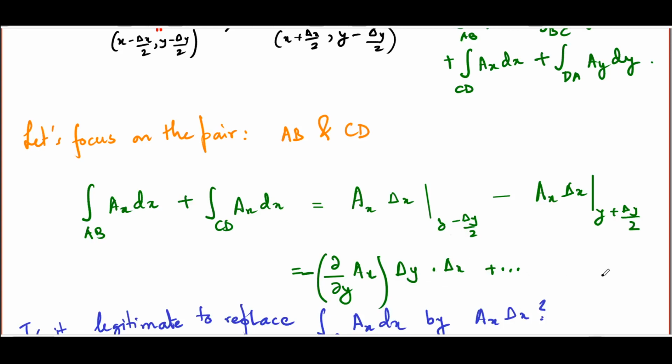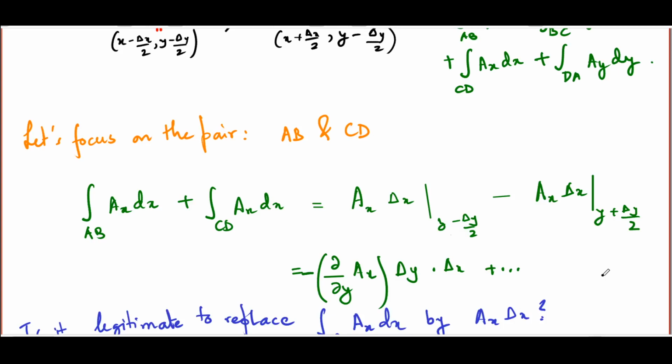You did something similar for the other two legs of this loop, and you ended up with the other term that was plus ∂Ay/∂x into Δy Δx, again plus higher order terms. And then you just divided the whole thing by Δx Δy, took the limit as Δx and Δy went to 0, and you landed up with the z component of the curl.